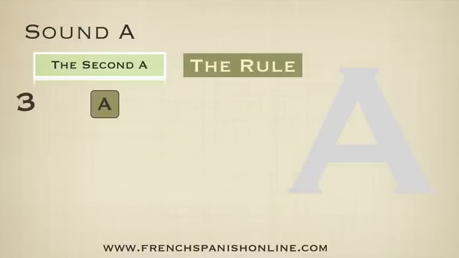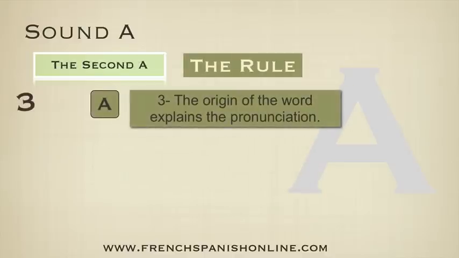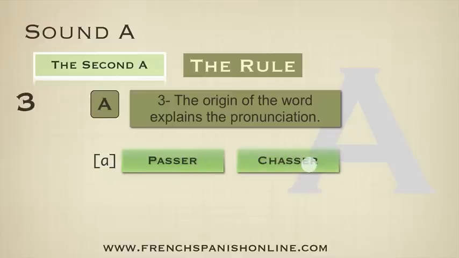The third rule may come from the origin of the word, and it may explain actually the pronunciation why we use the second A and not the most common A in French. For example, the verb passer. We say passer with the second A, written this way in phonetic. But chasser, to hunt, is different. We use this A. Chasser, passer.